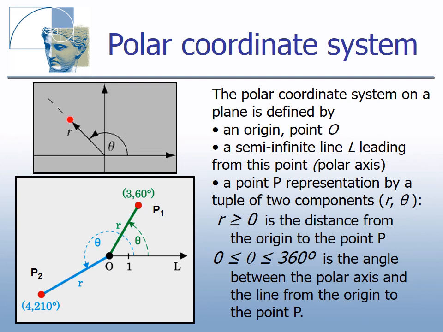The polar coordinate system on a plane is defined by an origin, point O, and a semi-infinite line L leading from this point, called the polar axis. Any point P is represented by a tuple of two components, r and theta. See the upper image, where r is the non-negative distance from the origin to the point P. Theta is in the interval from 0 to 360 degrees. It is the angle between the polar axis and the line from the origin to the point P. In the lower image, two examples of point representation by tuples are shown for points P sub 1 and P sub 2.